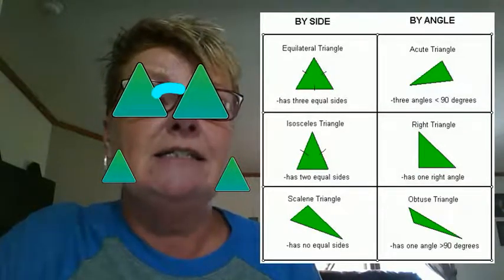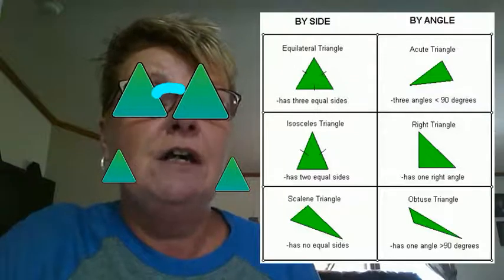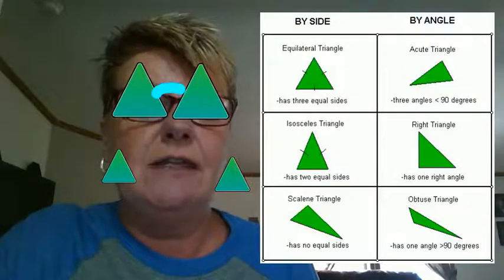So look at their sides and decide, are they all equal? Are two of them equal? Or none of them equal? That gives them one name. Then look at their angles. Are they all acute? Is one of them right? Is one of them obtuse? That gives them their second name.